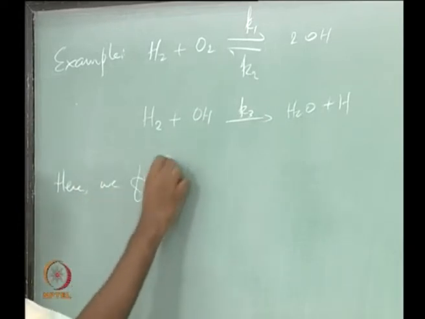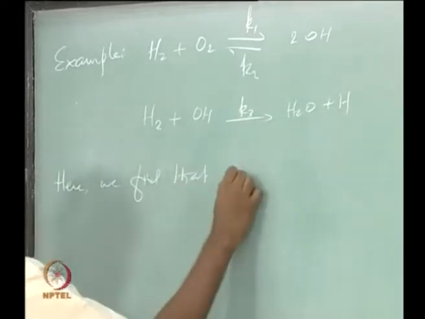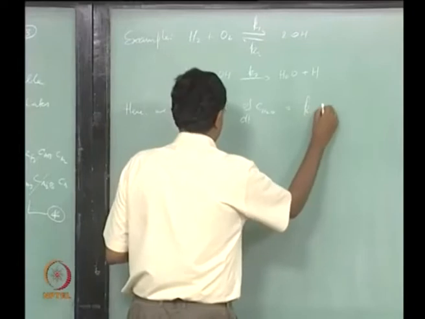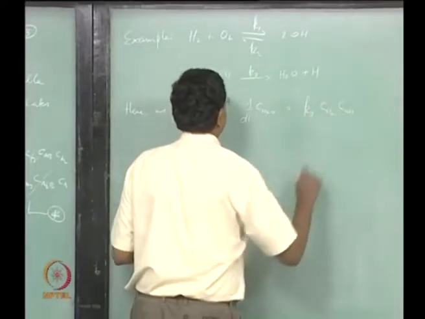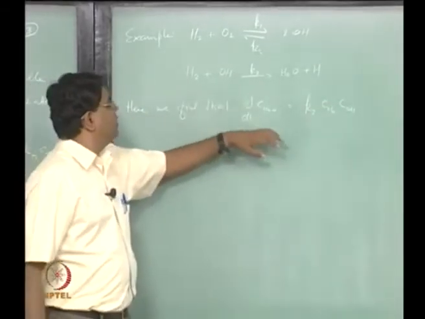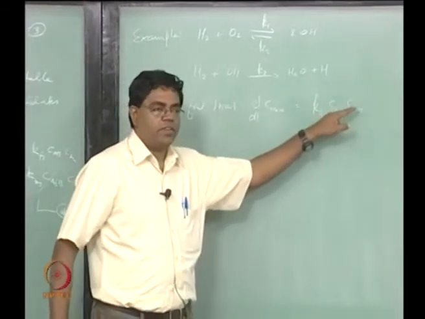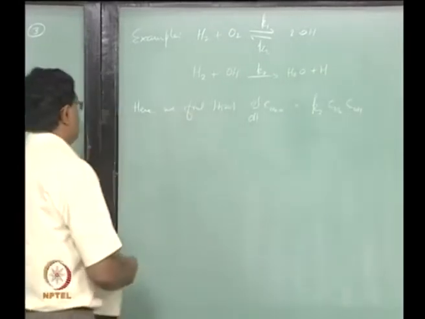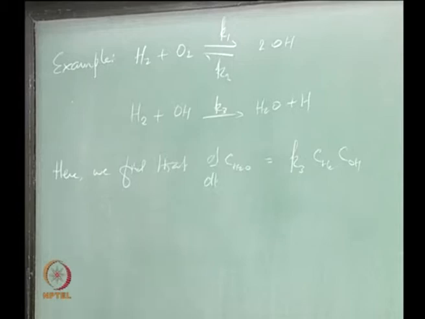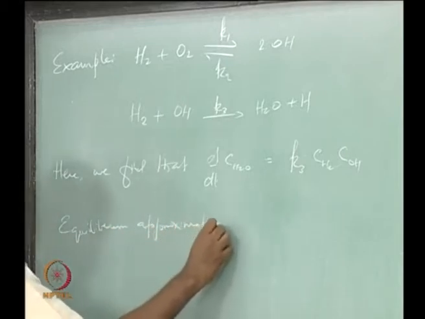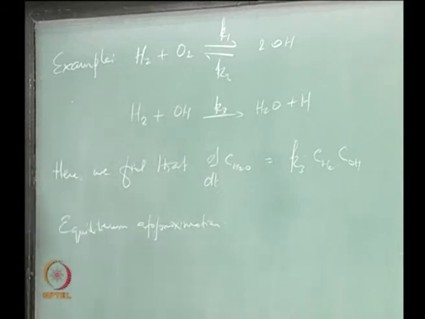Okay, so here we find that d over dt of CH2O equal to K3 CH2 COH, and I don't like COH sitting there in this. H2 is already there. I would like to express COH in terms of H2 and O2 and maybe H2O. That's permissible, right? That's what I want to do. So I use the equilibrium approximation.